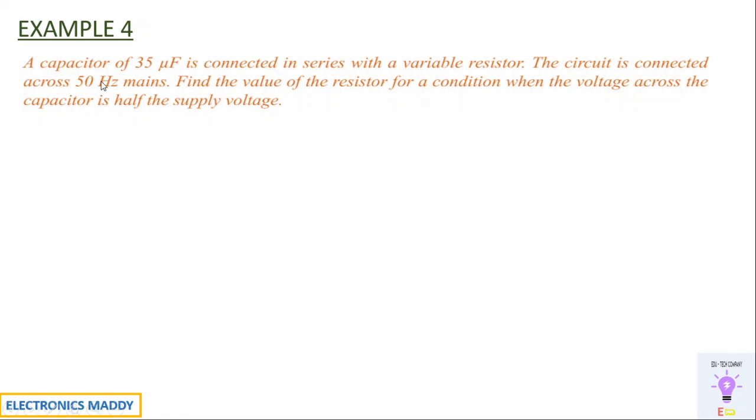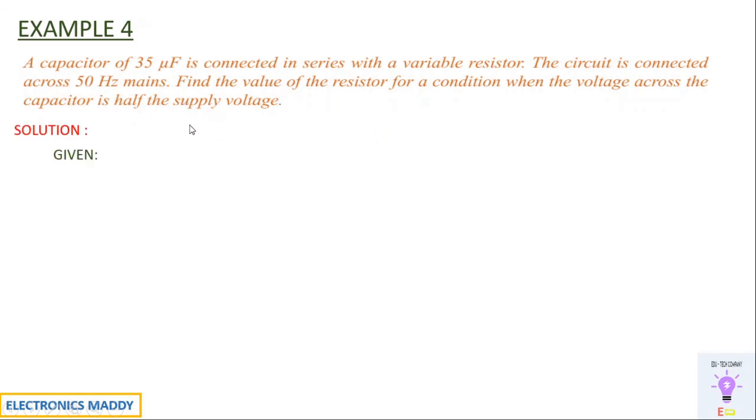The circuit is connected across 50 Hz mains. So the supply frequency is given. Find the value of resistor for a condition when the voltage across the capacitor is half the supply voltage. So they have only asked us to find the value of resistor in this problem. They have given us a condition as well. What is the condition? When the voltage across the capacitor VC is equal to half of the supply voltage. So what does that mean?